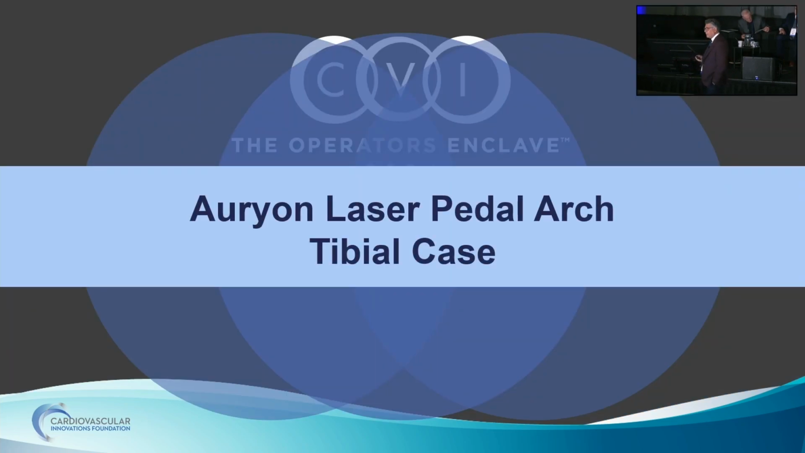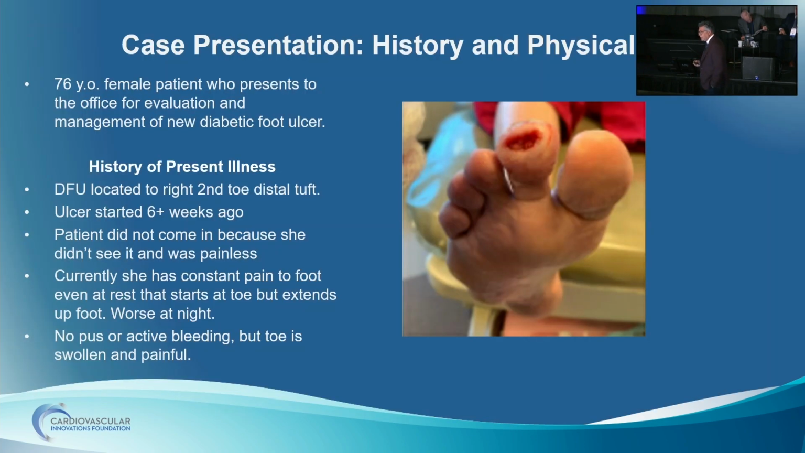So let's talk about a case. We saw one this morning where atherectomy was used in the last live case around the arch or down in the foot, and people were worried about distal embolization. So I'm going to show you a case where we used an Orion laser even further down than that. This is a lady who came to us with a diabetic foot ulcer. The ulcer started about 6 weeks prior. She didn't really have much pain at first, and then it became constant when she came in.